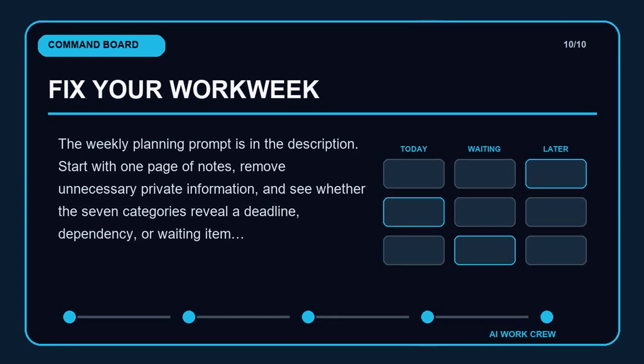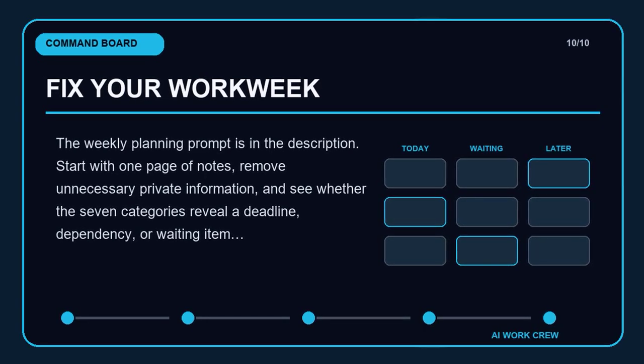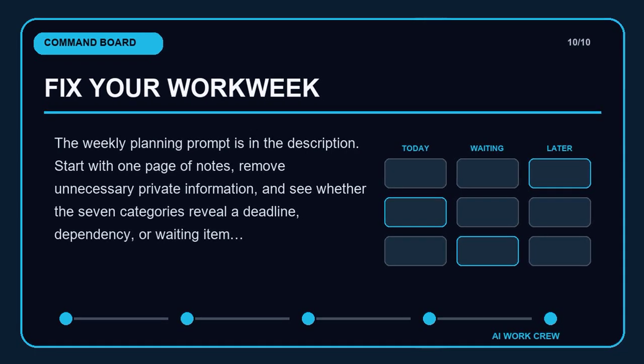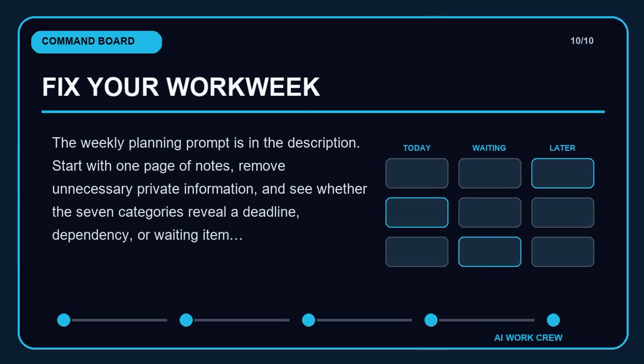The weekly planning prompt is in the description. Start with 1 page of notes, remove unnecessary private information, and see whether the 7 categories reveal a deadline, dependency, or waiting item you missed. Keep the plan small enough to use when the phone starts ringing.